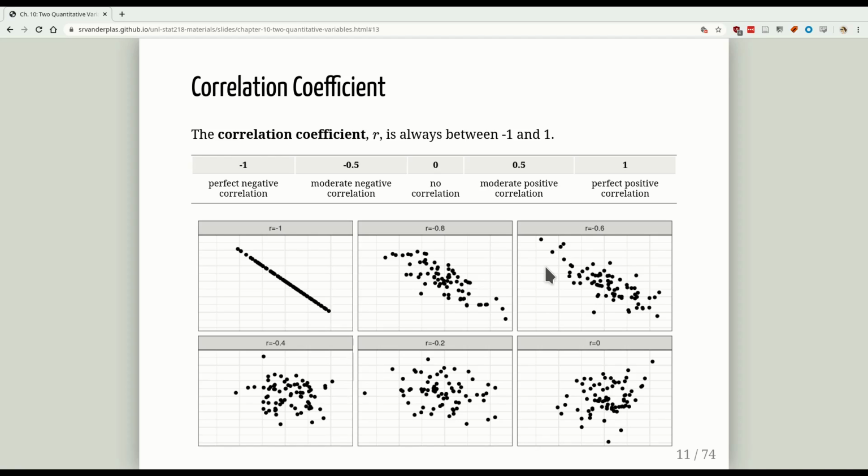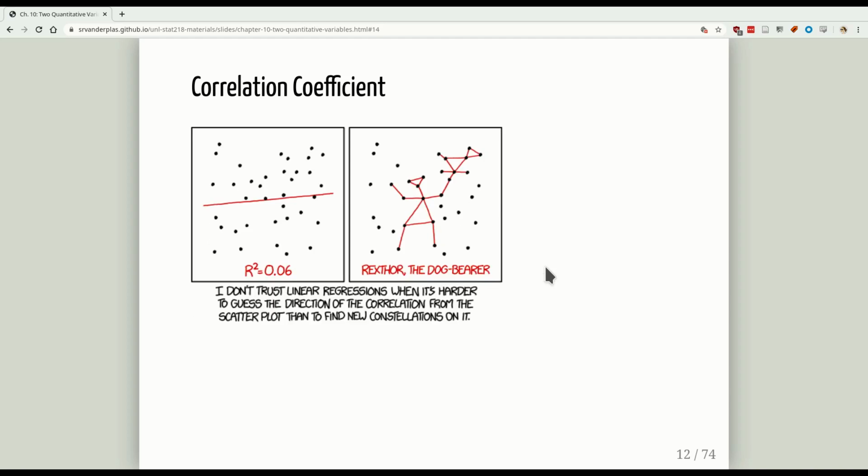I don't know if any of you like XKCD, but XKCD has a lot of regression-related comics, so this is not the only XKCD comic we're going to see today. What Randall Munroe is saying in this one is that if you can't really figure out which direction the correlation is going, you might be better off just drawing some new constellations, because a very weak correlation is pretty hard to figure out what direction it's going.